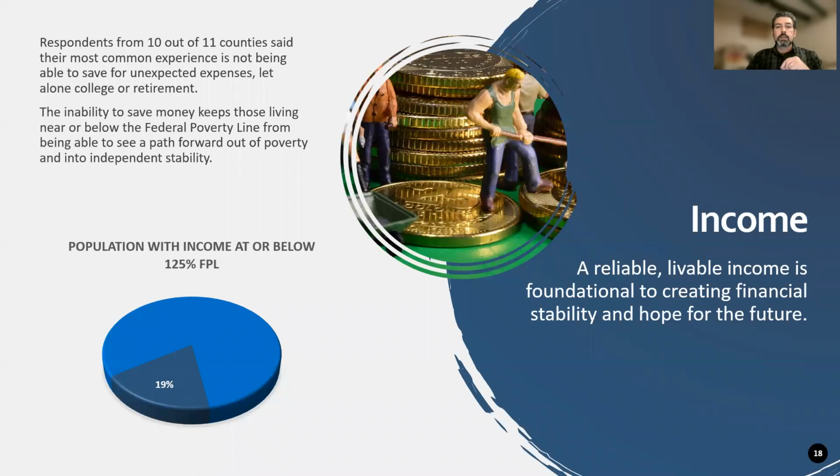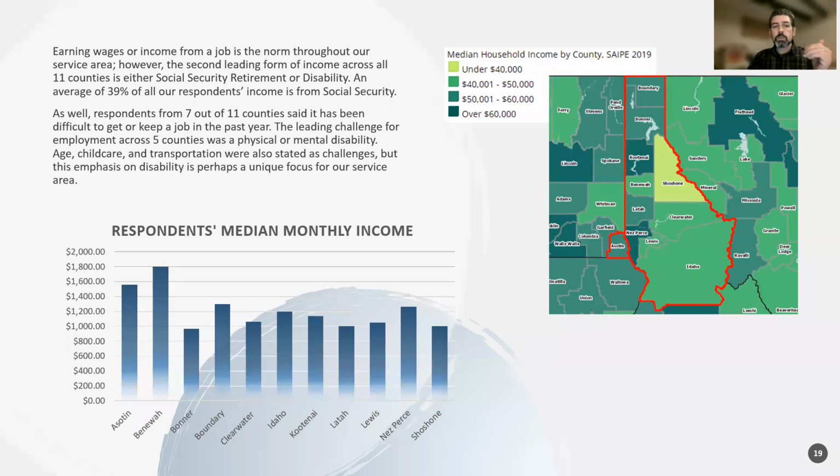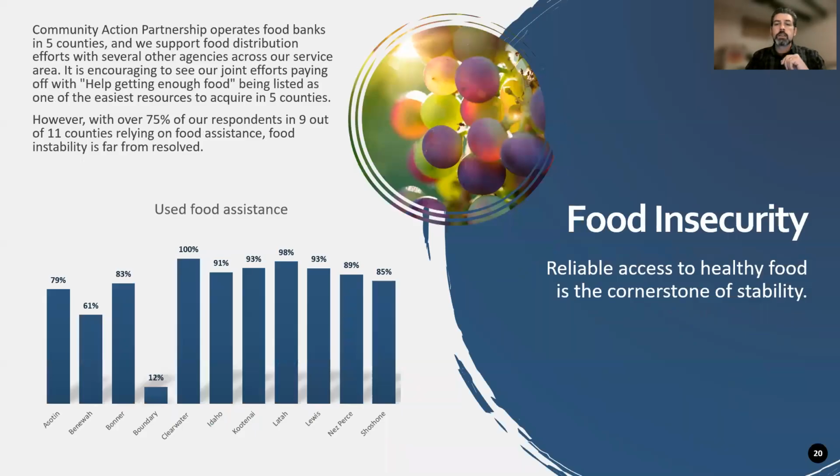Because a reliable, livable income is the foundation to creating financial stability and a hope for the future. We'll look at the poverty level and how many people are there. We'll look at monthly income from our respondents compared to regional information. And then that'll move on to food insecurity, because those are also very closely related.